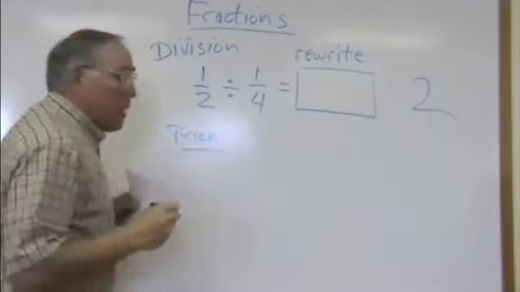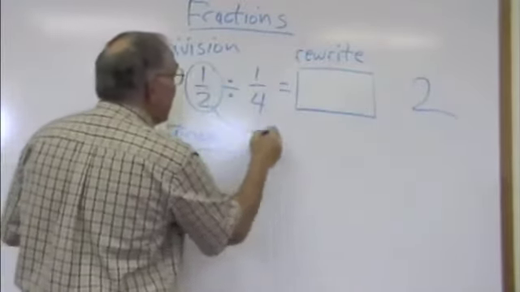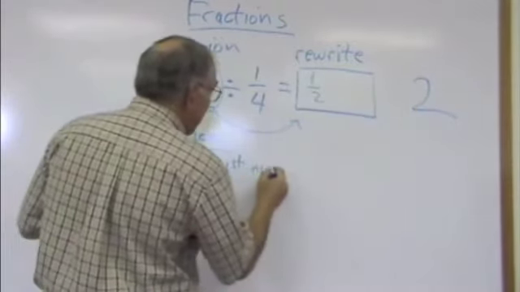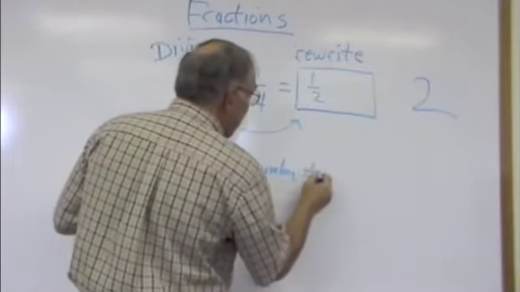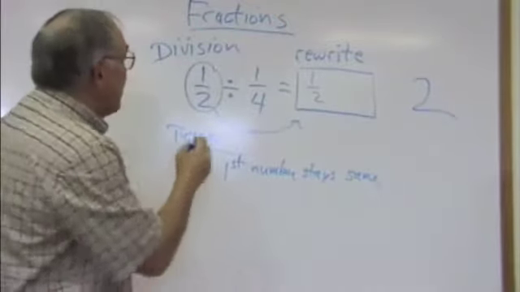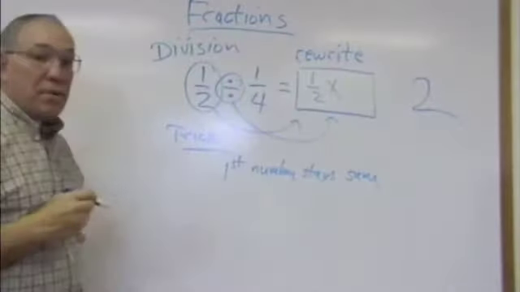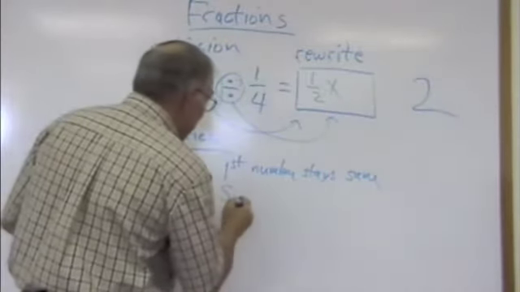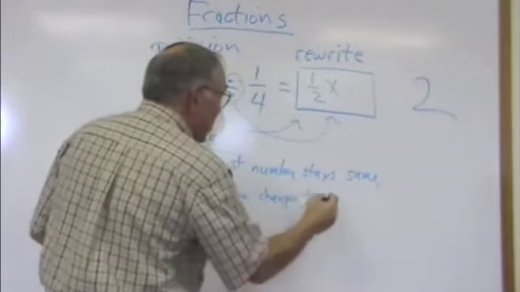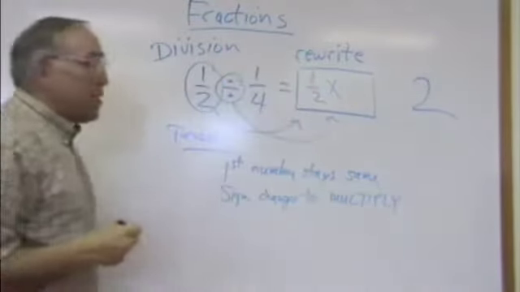That works like this. We're going to rewrite this. The first number in our problem is going to stay the same. The sign, this division sign, is going to change to something easy. It's going to change to multiplication. So the sign changes to multiply.